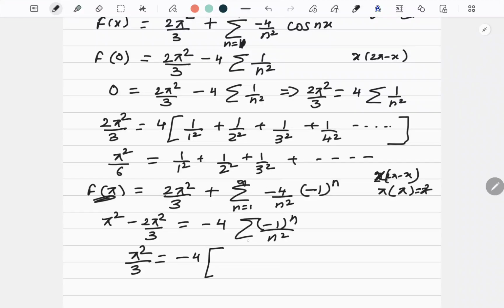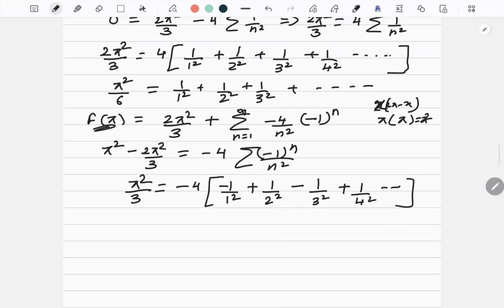Let me open the bracket. Now summation. So if n is equal to 1, I'll get minus 1 by 1 square. Then 2, so plus 1 by 2 square. Minus 1 by 3 square. Plus 1 by 4 square. Correct? Now this 4 can come here. So it will become pi square by 12 is equal to 1 by 1 square minus 1 by 2 square plus 1 by 3 square minus 1 by 4 square. Because of this minus sign, all signs inside are changing.